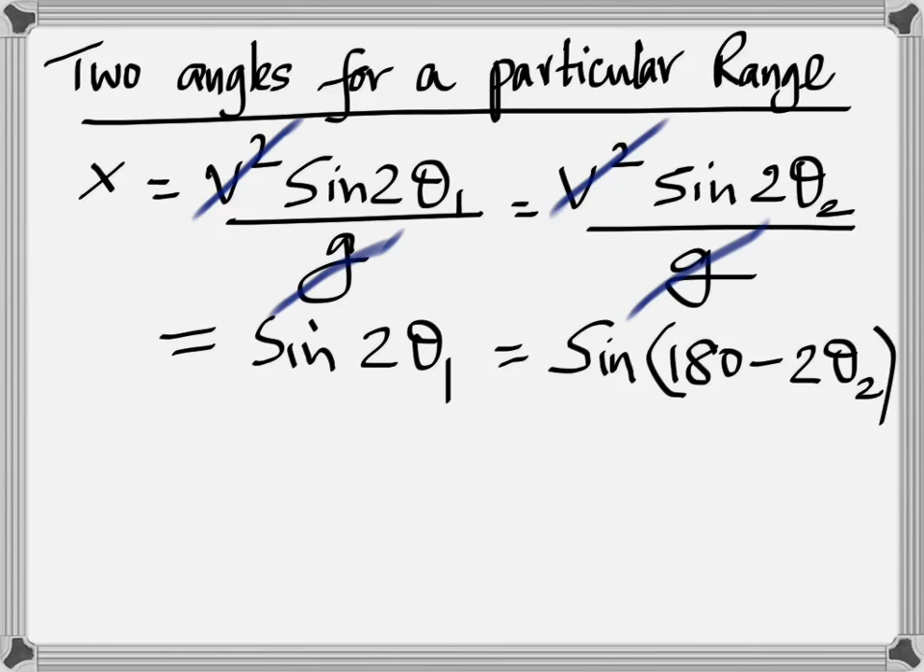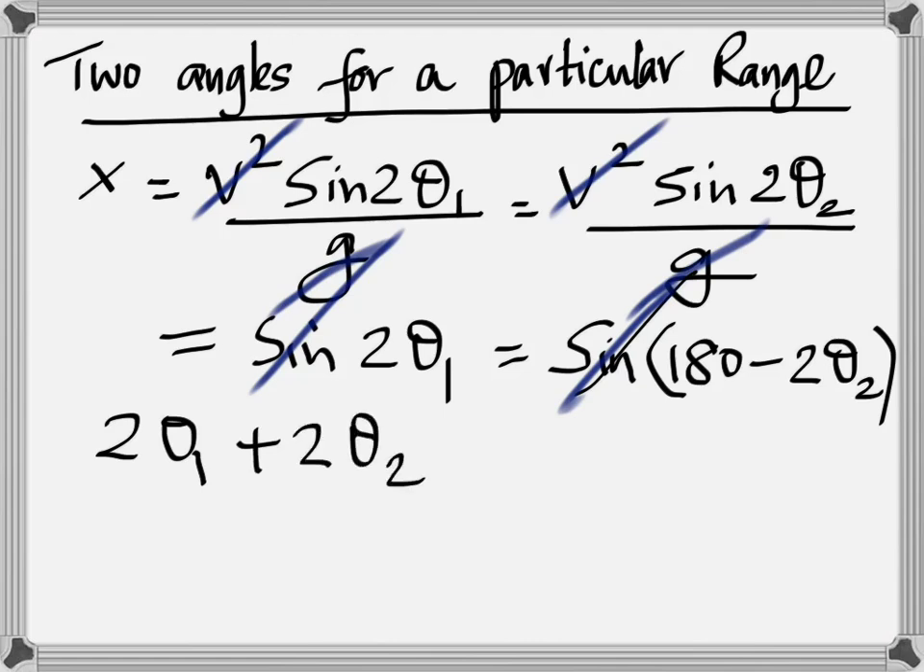So that's what I wrote now. Is this meaningful? In place of sine 2 theta 2, I can write sine of 180 minus that angle, because sine 30 is the same as sine of 180 minus 30. Now it's easy. Just cancel out the sines. And what do you have? 2 theta 1 plus 2 theta 2, when you take it to the outside, is equal to 180. Simple. So theta 1 plus theta 2 is 90.